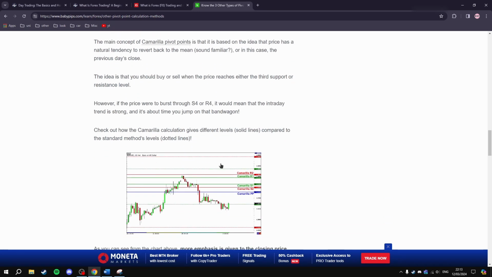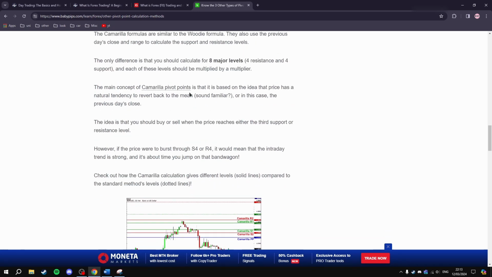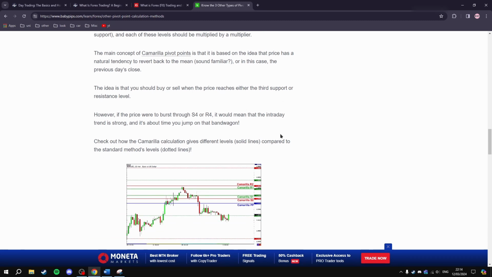So it's like an oscillator then, right? To revert back. The idea is that you should buy or sell when the price reaches either the third support or resistance level.